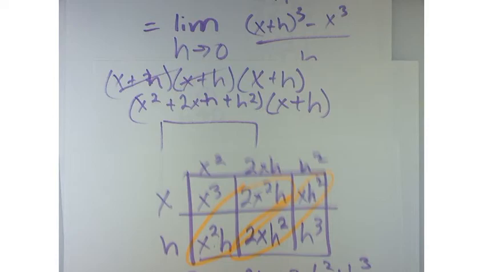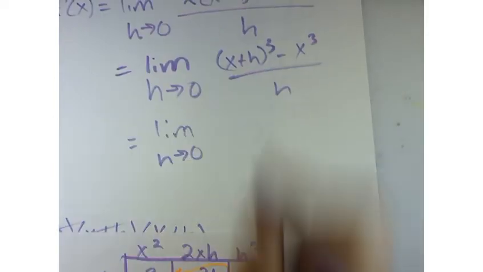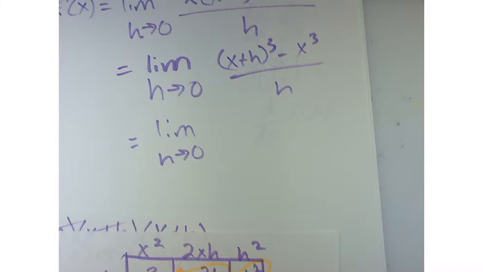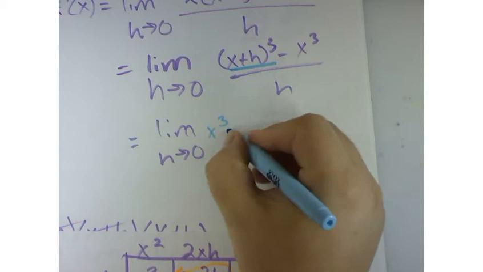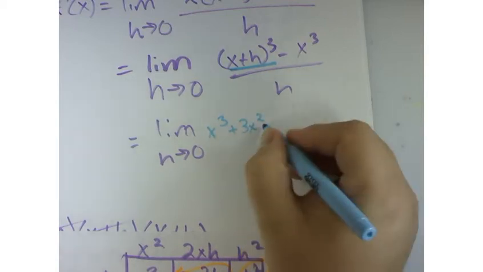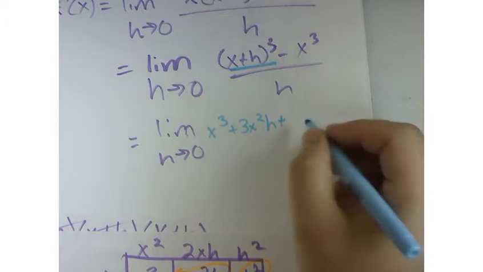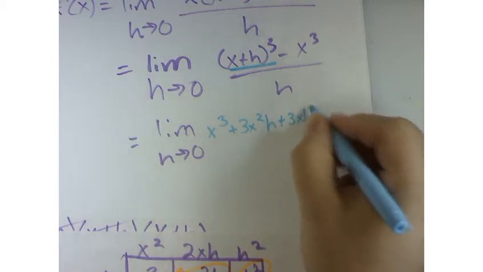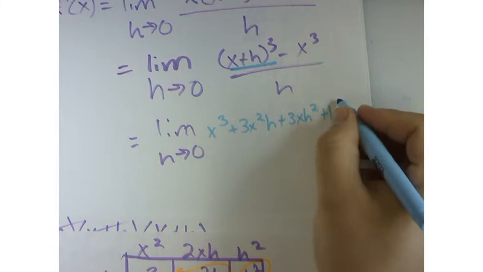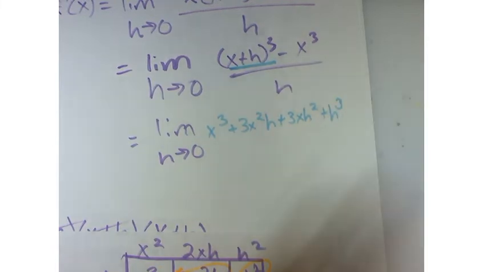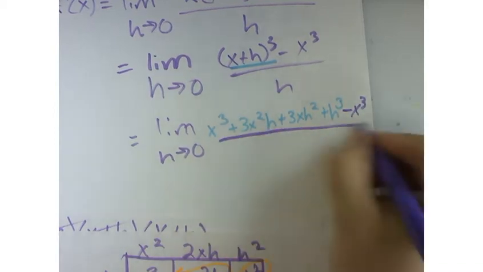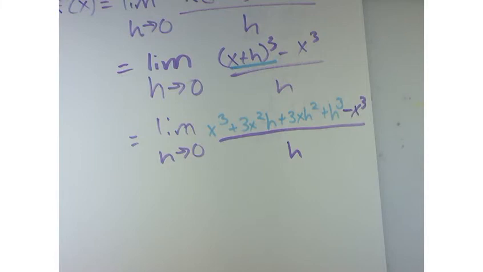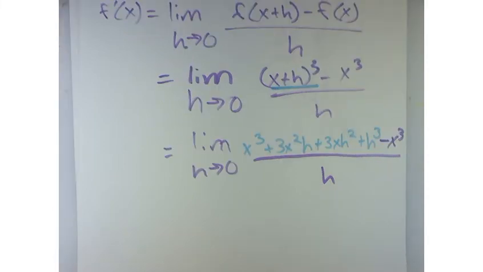So we did all that work to get this. So I got to plug that in. So this first part here, that expanded becomes x cubed plus 3x squared h plus 3xh squared plus h cubed, and then I just got to tack on this minus x cubed all over h, okay? All right. These cancel.